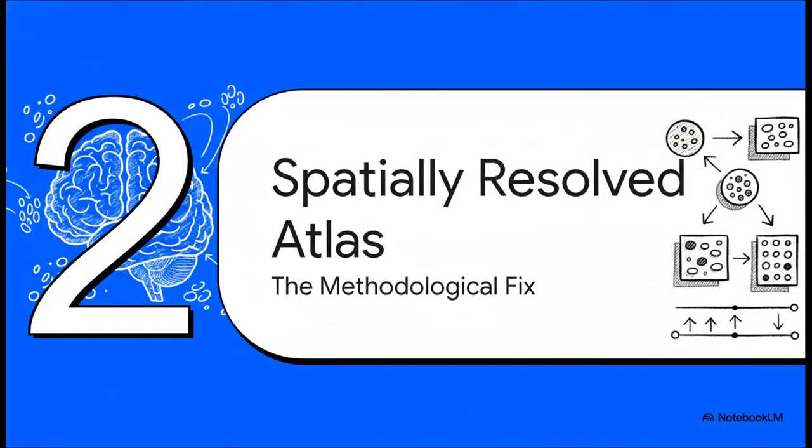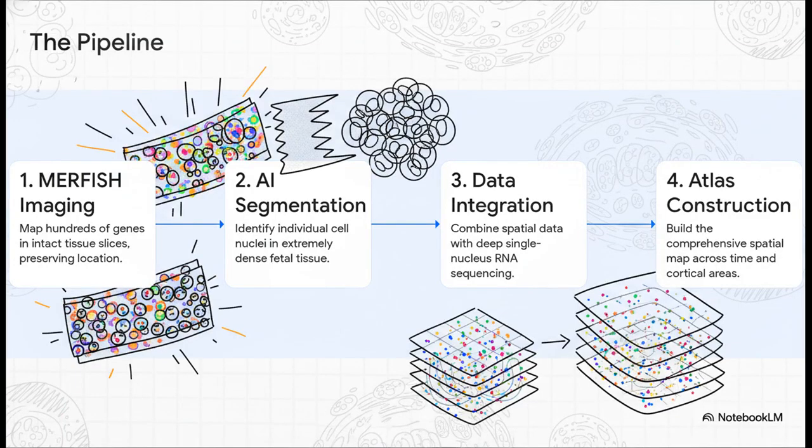Section 2. A spatially resolved atlas. The methodological solution. To construct their atlas, the authors employed a multimodal pipeline. First, they used MERFISH, or multiplexed error-robust fluorescence in situ hybridization, to image hundreds of selected gene transcripts directly within intact tissue slices, which preserves their spatial coordinates.